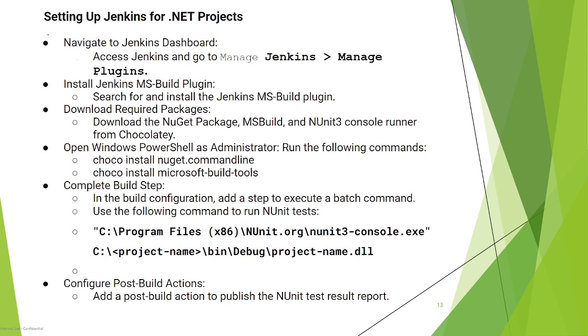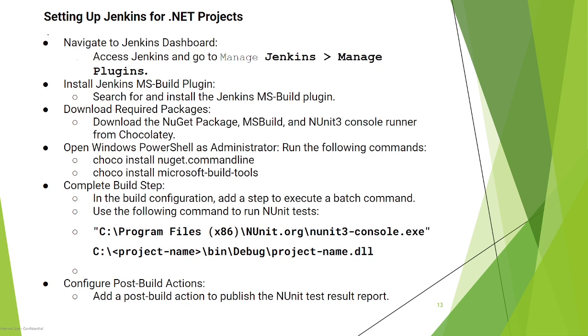You can install it and download required packages like the NuGet package, MS Build, and NuGet console runner from Chocolatey. Chocolatey is a repository which allows you to install packages through Windows PowerShell by running commands. So you can run the below commands to install NuGet and build tools, like choco install NuGet.commandline and choco install Microsoft build tools. These are very easy commands which will install the required packages to run the Jenkins project.